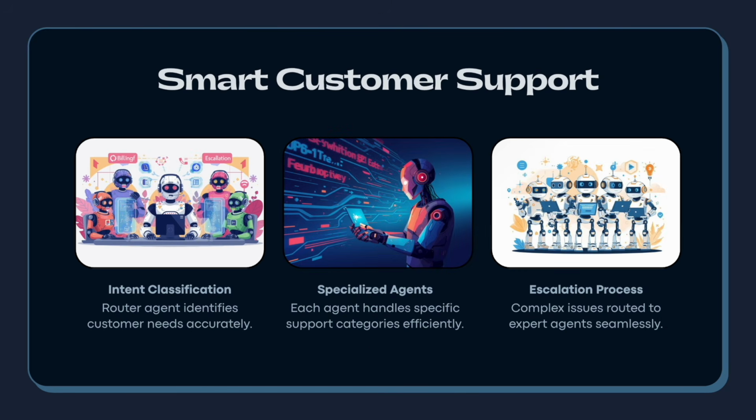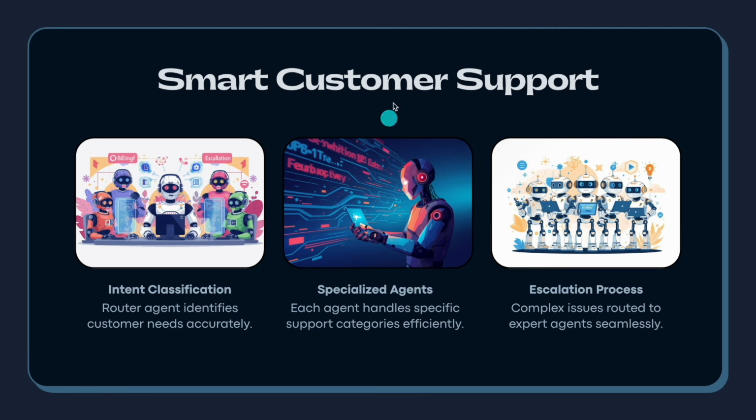Next, smart customer support. I have already given an example of this while I was explaining. I already gave you the router agent, billing agent, technical agent. For example, you create one more agent called the escalation agent. When neither the billing agent nor the technical agent is able to handle it, it will again go down the hierarchical tree to the escalation agent. So it will prepare a summary for human handoff. It will give the escalated information it got from the upper agent.